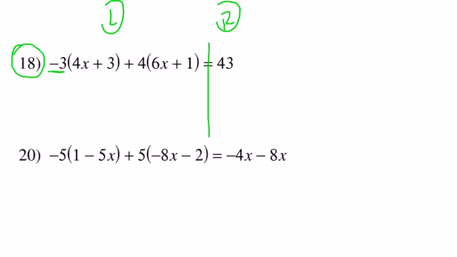So I want to distribute this -3. Eventually we're also going to have to distribute this lovely 4 over here as well, remembering that yes, it is a positive 4. So I have to distribute this first into both of these. Let's do that. So -3 times a 4x gives me a -12x. -3 times a +3 is a -9. Alright, so we're good there.